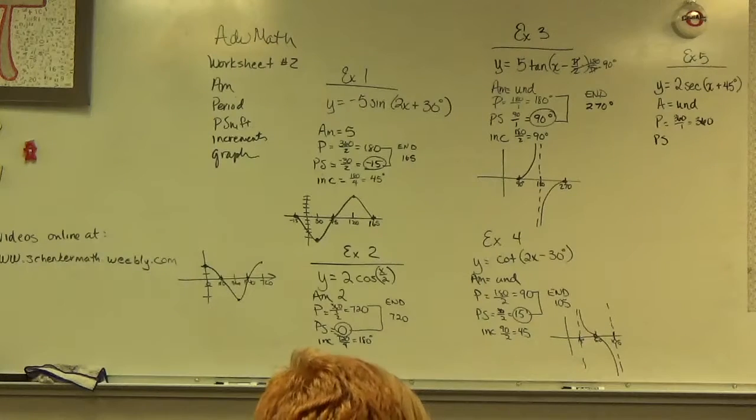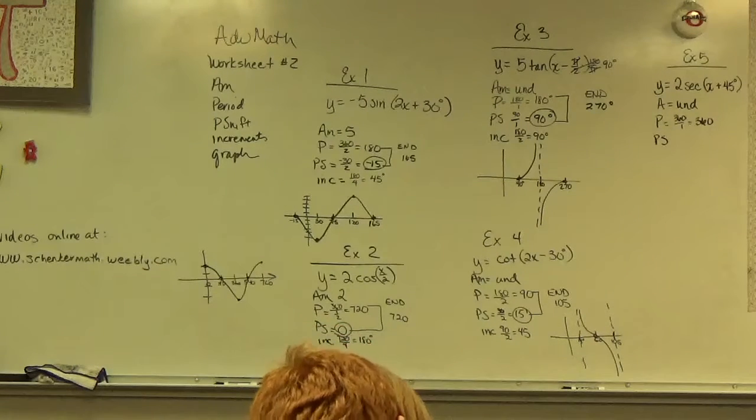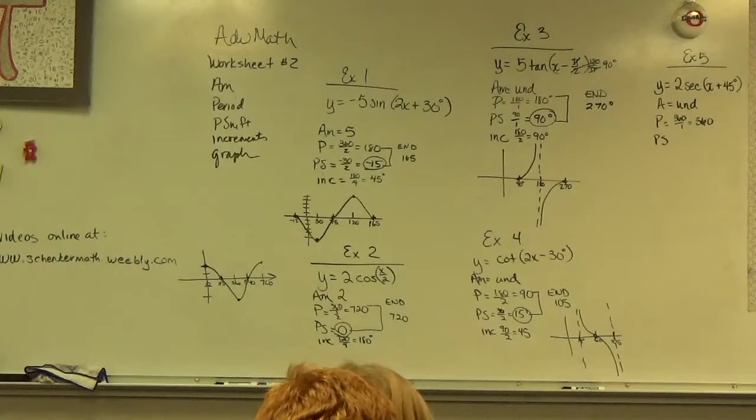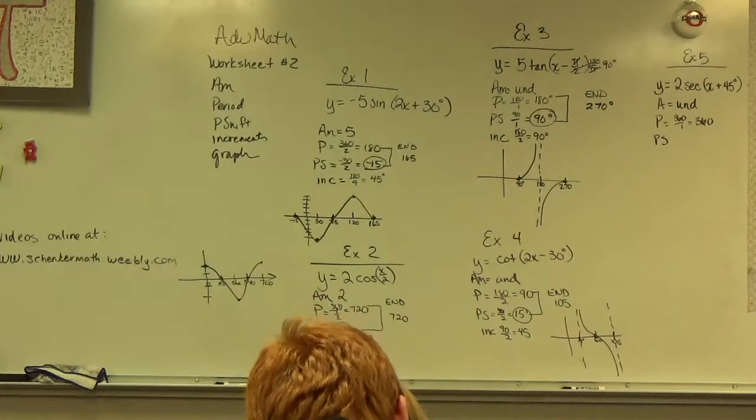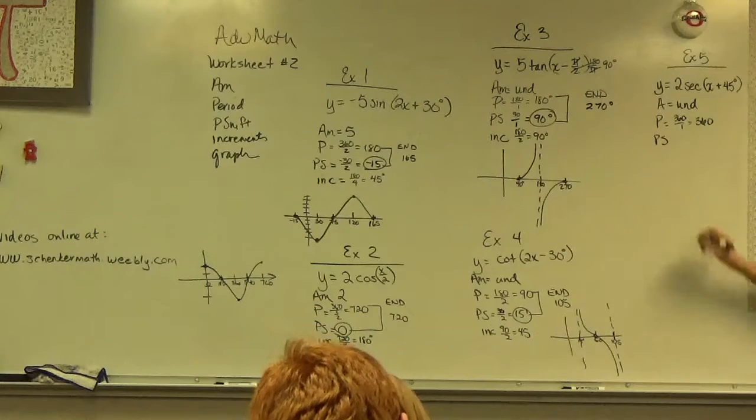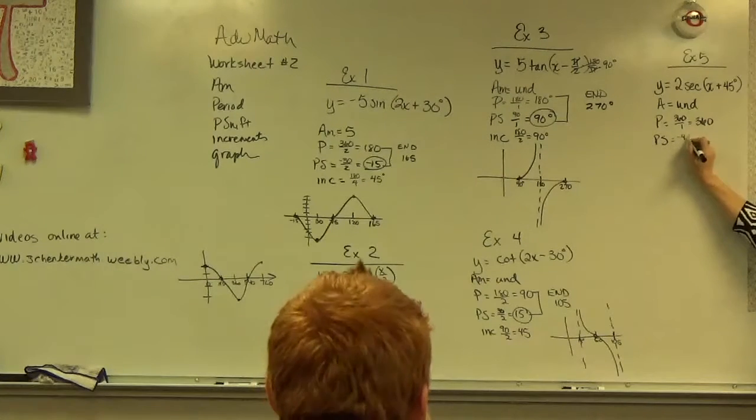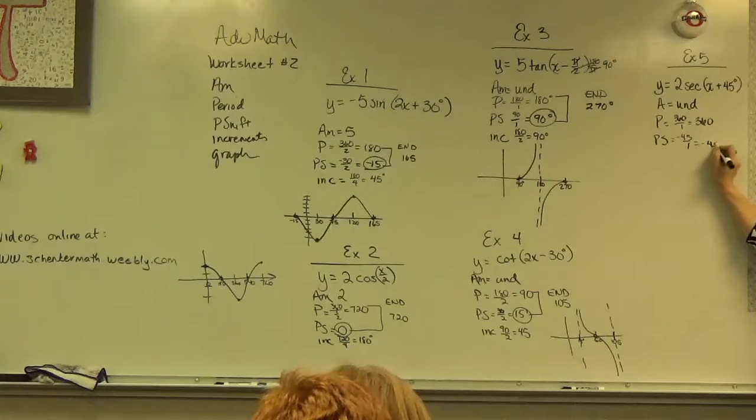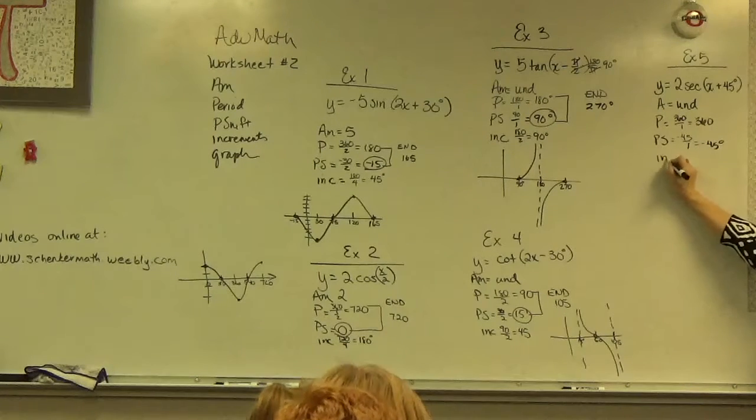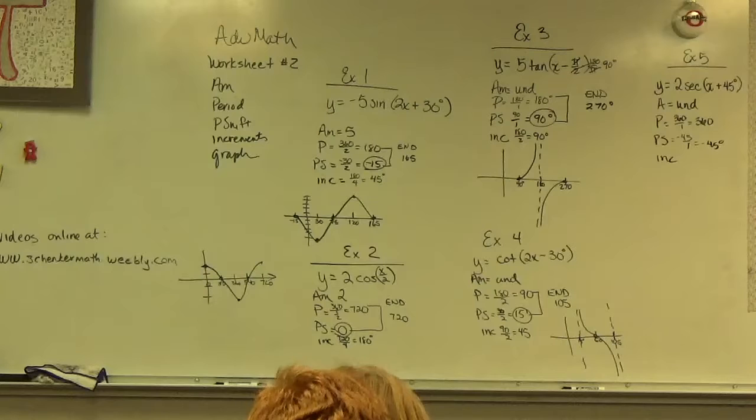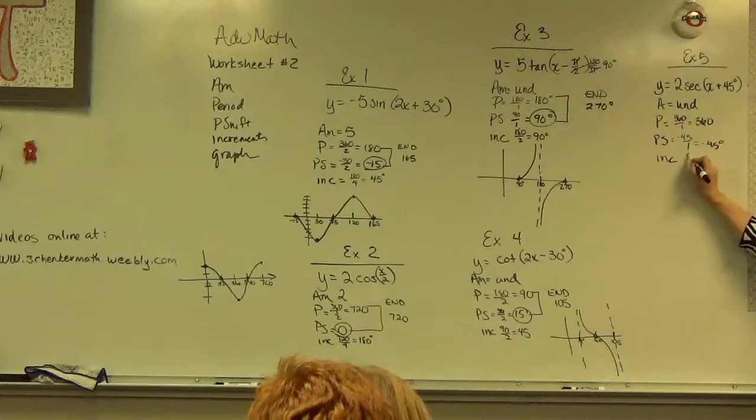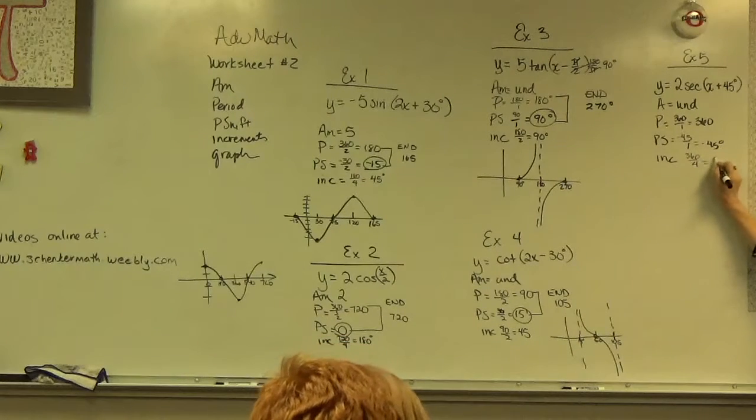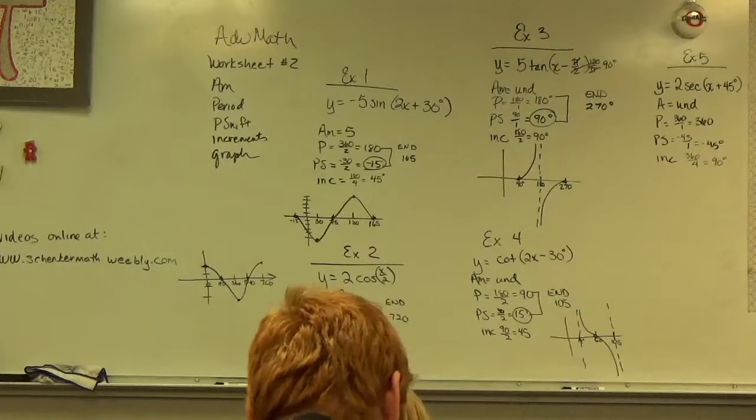Phase shift, we're back to Delaney. Okay, that is negative 45 over 1, so just 45. Increments. Zach, 360 divided by 4, right? Would be 90. Is everybody good to that point?